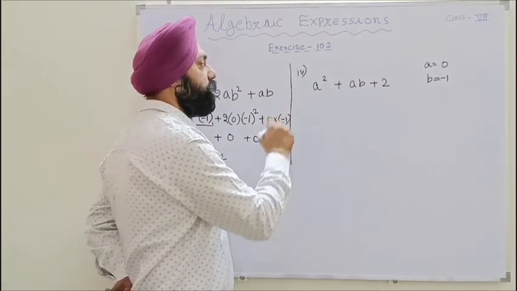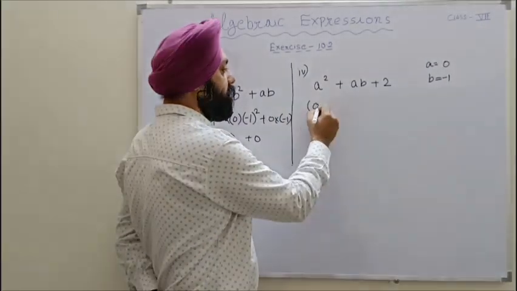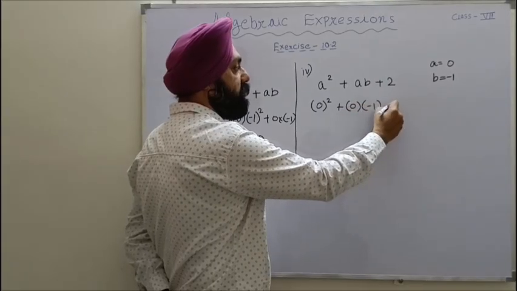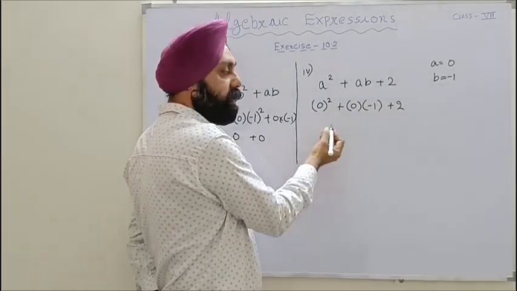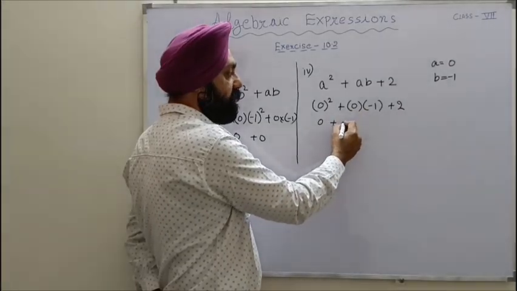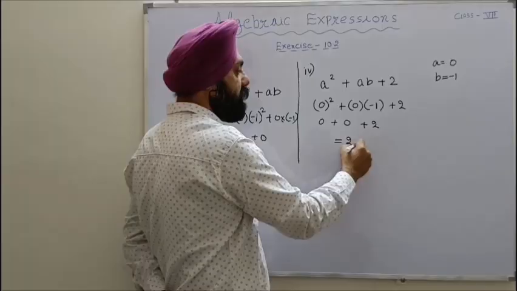Next, moving on to the fourth part, it is a square plus ab plus 2. So a square will give 0 square, and 0 into minus 1, plus 2. 0 square is 0, anything times 0 is 0, so 0 into minus 1 will again be 0, and plus 2. So the final answer is 2.